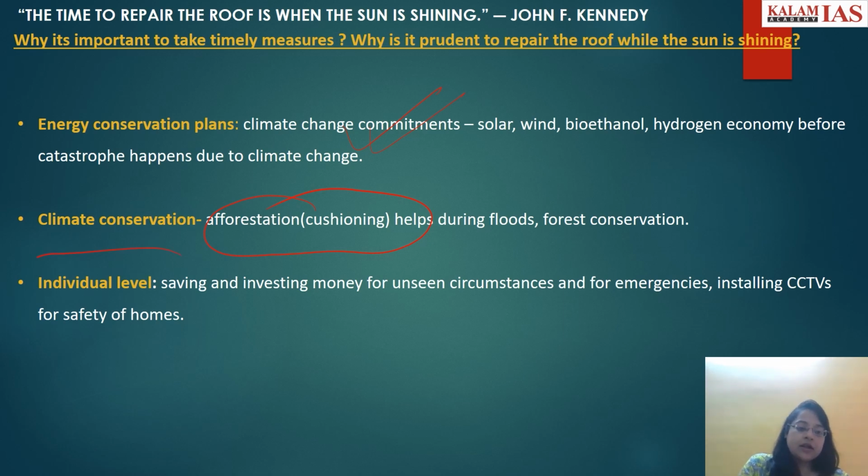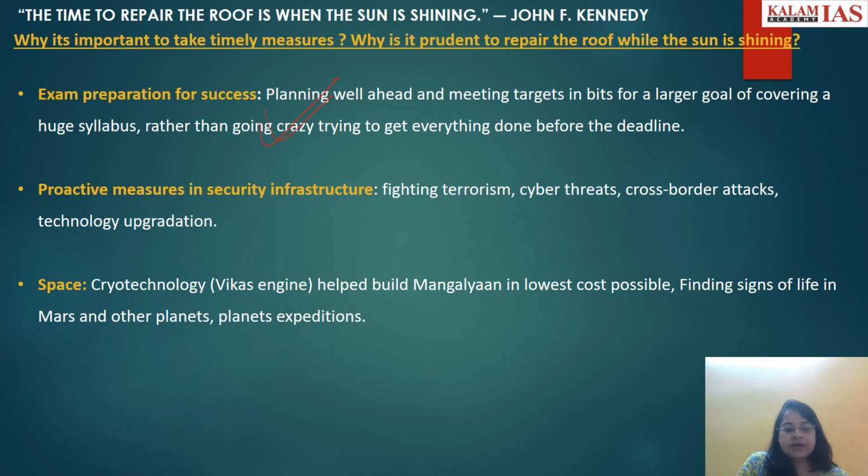Here also you can take help of your personal example, how saving and investing money in the good times will help you in unseen circumstances and in an emergency situation. Then you can talk of a safety measure also, how installing CCTVs in your homes will ensure safety. Then you can talk of your exam preparation as well, how planning well ahead and meeting targets in bits for a larger goal of covering the huge syllabus can help you, rather than going crazy trying to get everything done in the last minute before the deadline.